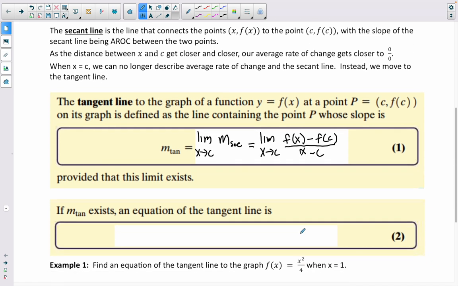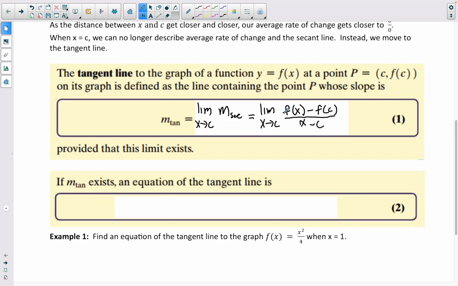And so that takes us to our second point here. If m tangent exists, again, this may not exist, an equation of the tangent line, we're going to write it in point slope form. y minus f of c is equal to your m tangent, which you're going to find using the limit definition up here, times x minus c. And so that will give us the slope of the tangent at the point c, f of c.